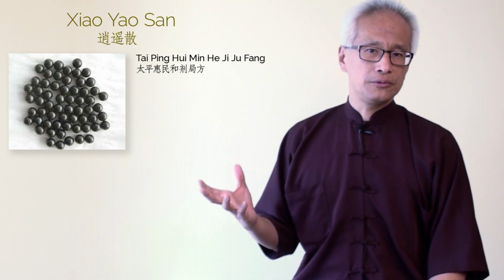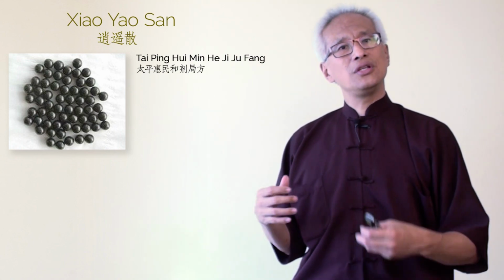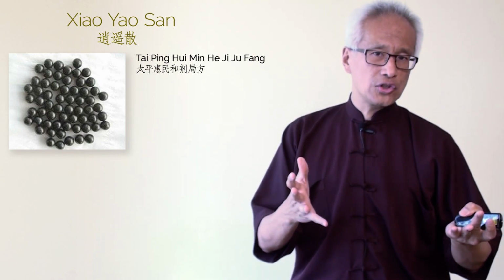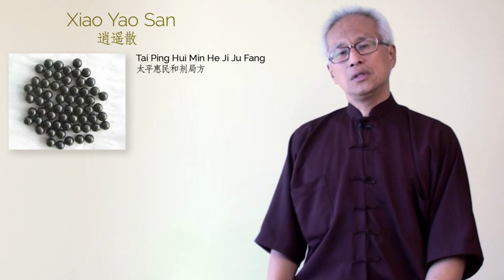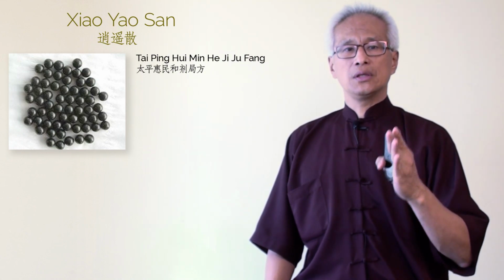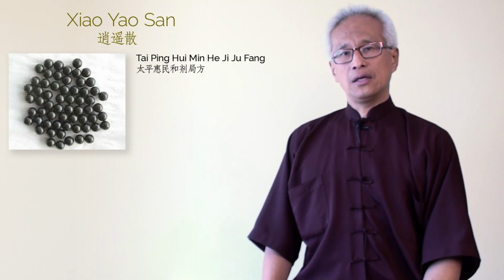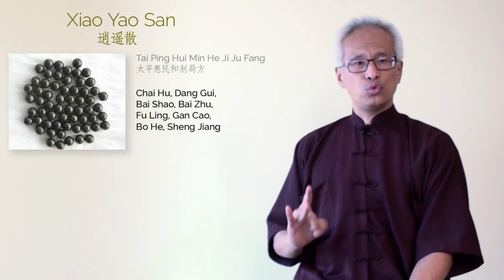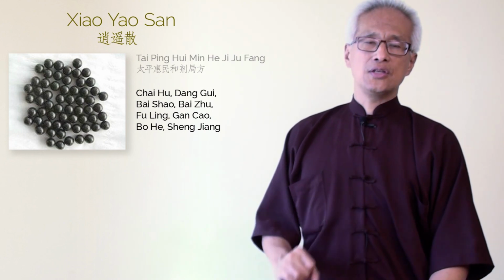逍遥散, as we translate, means freedom powder. Freedom from what? Well, freedom from liver stasis, freedom from emotional trauma and congestion, freedom from pain. And this first appeared in Taiping Huimin Heju Ju Fang. In the formula, the herbs are 柴胡、当归、白芍、白术、茯苓、甘草、薄荷, and 生姜.